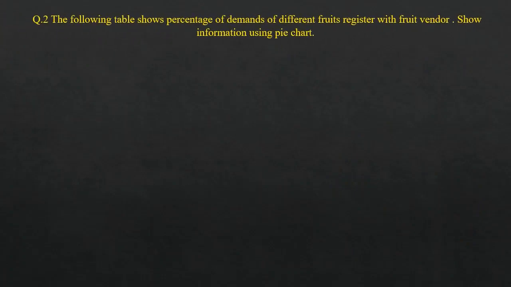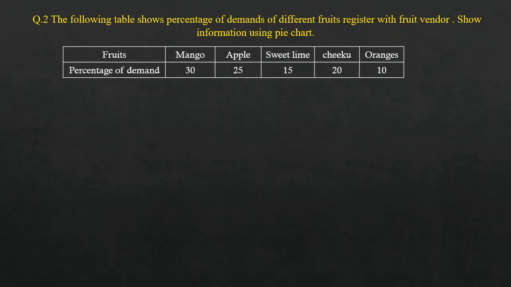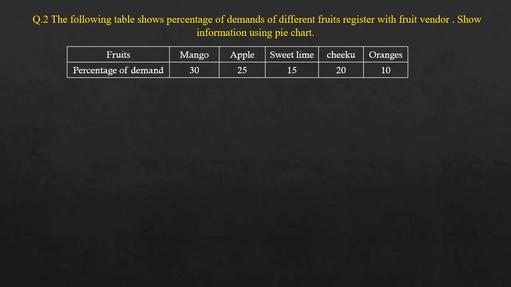Question number 2. The following data shows the percentage of demand of different fruits registered with the fruit vendors. Show the information using a pie chart. Pie diagram को हम कभी कभी pie chart भी बोलते हैं. Data आपके पास given है, that is, groups given in terms of fruits and data given in terms of percentage of demand. We have to draw its pie chart.